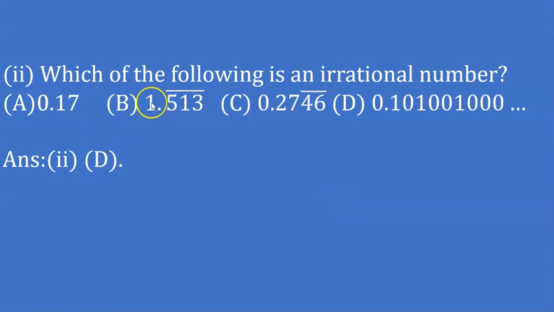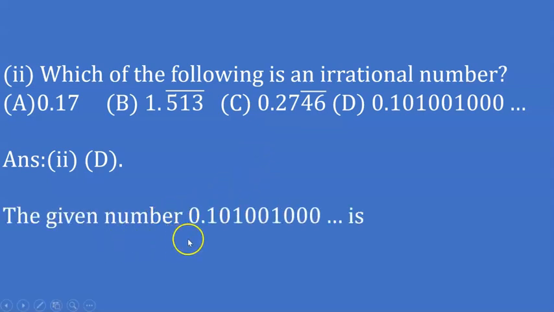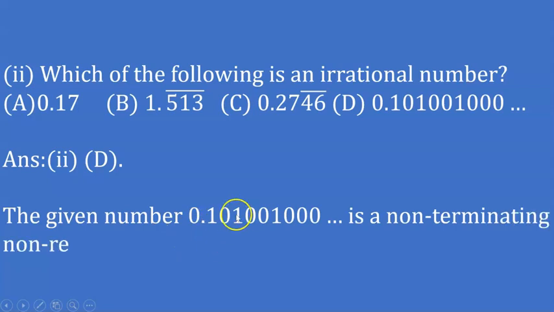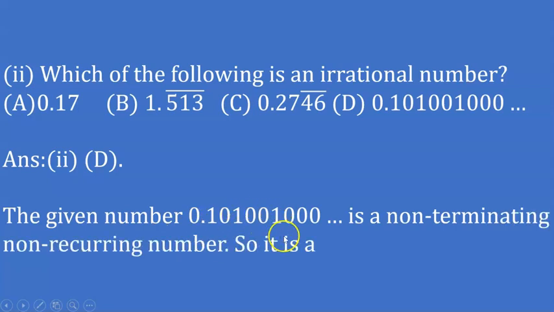Numbers in option A, B, C are rational numbers. Okay. The given number, that is 0.1010001000, is non-terminating, non-recurring, and so it is an irrational number.